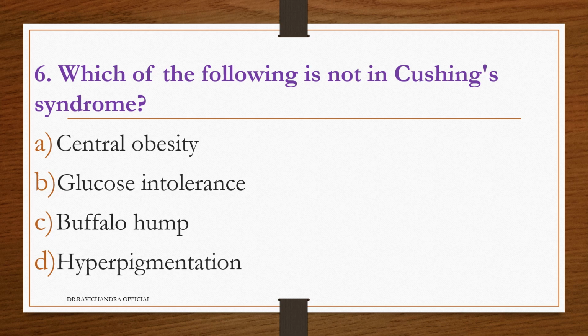Central obesity is accumulation of fat in the abdominal area. Glucose intolerance is impaired glucose metabolism due to excessive cortisol. And buffalo hump is accumulation of fat between the shoulders. Coming to the next question.